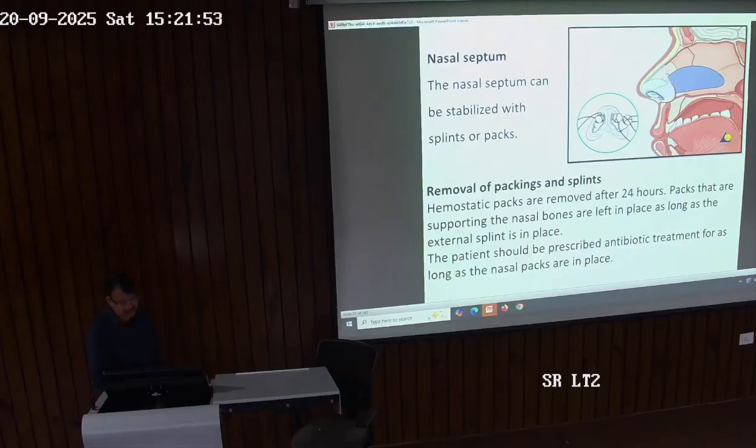Removal of packing and splints. Hemostatic packs are removed after 24 hours. Anterior nasal packing is usually removed after 24 to 48 hours. Packs that are supporting the nasal bones are left in place as long as the external splint is in place. The patient should be prescribed antibiotic treatment for as long as nasal packs are in place.